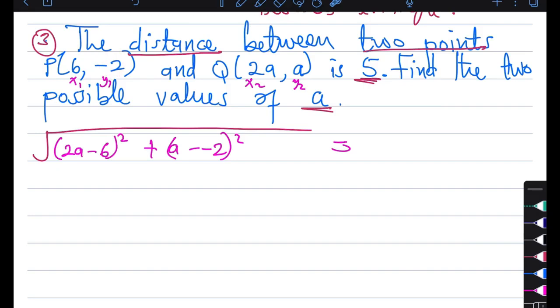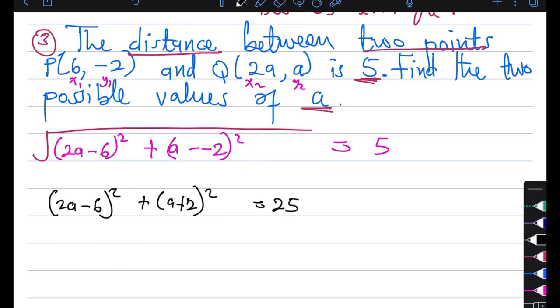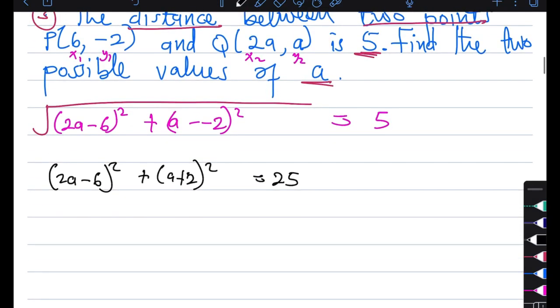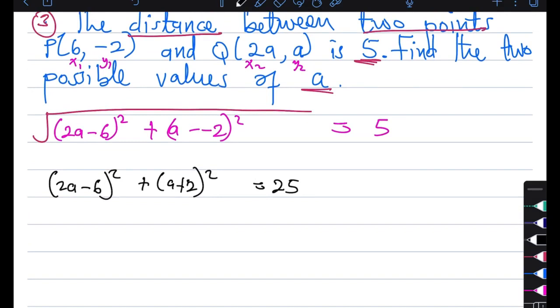Be careful. That is one thing that I normally see students making mistakes on, and unfortunately I have to mark them down when I see that. Okay, so this will give us 2a minus 6 squared plus a plus 2 squared is equal to 25, because I just squared both sides, all right? Okay, so if I have this, then I have to expand.